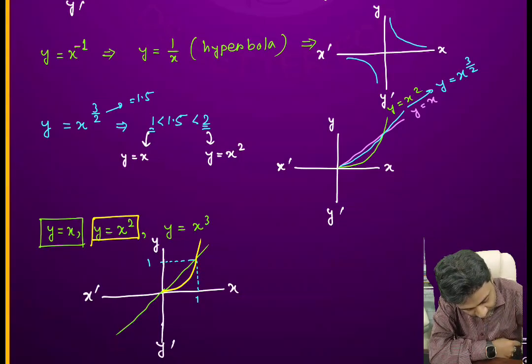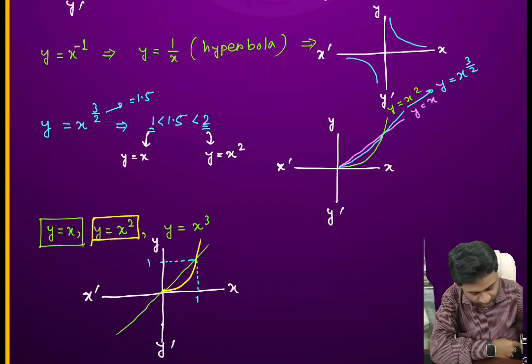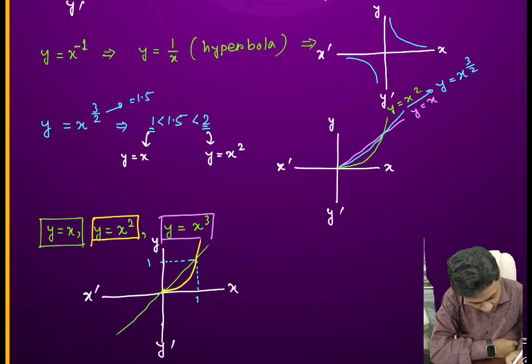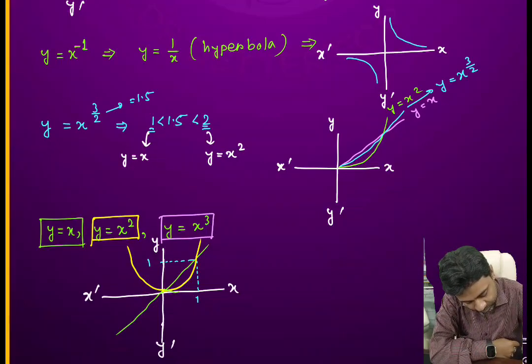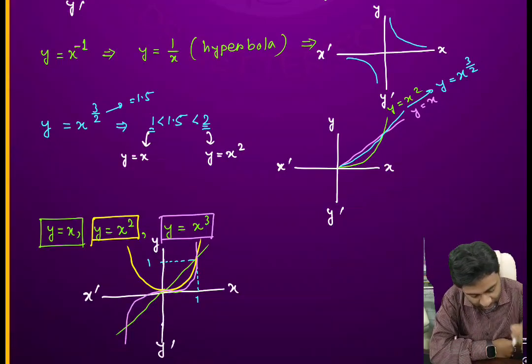This particular value is x equal to 1, y equal to 1 value, where all the 3 graphs will intercept. Y equal to x cube will be more widespread. This is y equal to x square graph. Y equal to x cube would be looking somehow like that. More widespread, but they will intersect all at the same point, 1, 1.